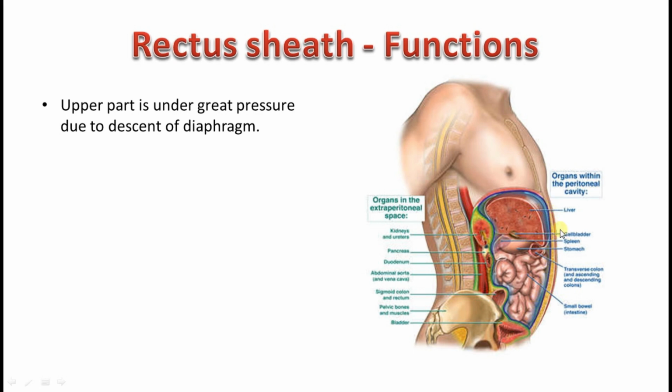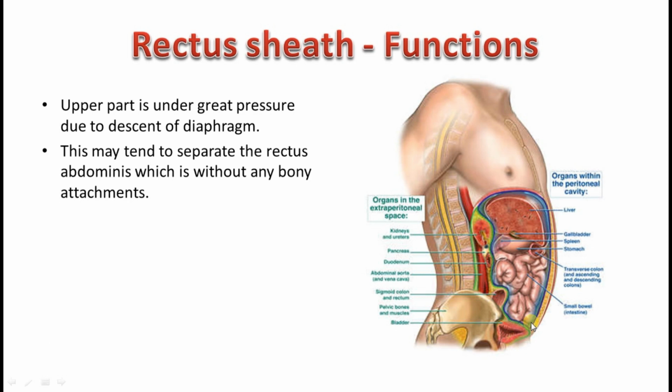If you put any bones in between here, then what happens? The wall cannot distend or expand. So it causes restriction. So because of that, with no bony attachment, the rectus abdominis has tendinous intersections, thereby the muscle is not split during any stretching of the anterior abdominal wall.